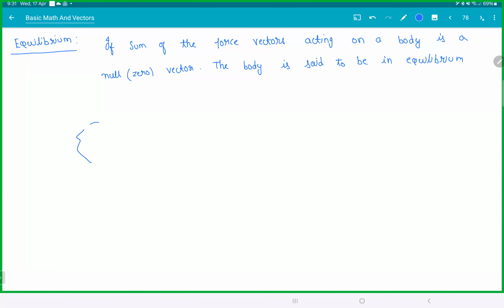That means if you have a body and you're applying F1 bar, F2 bar, and F3 bar, so if you add all the vector quantities, F1 bar plus F2 bar plus F3 bar is 0 bar, the null vector. So the meaning of this is, if you divide these components into I cap, J cap, K cap, the components in each direction should cancel out. Means all I cap should cancel, all J cap should cancel, all K cap should cancel separately.